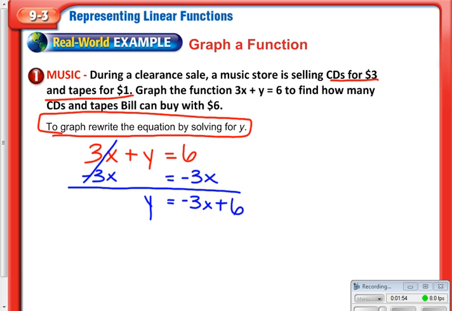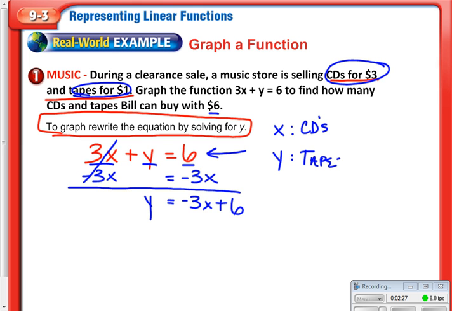Now, also looking at this equation, we know that 6 represents the amount of money he has, right? Well, we have 3x and y. We should also know what x and y represent. X is next to 3. If you look back up in your problem, 3 is talking about the price of CDs. So x is talking about CDs. Y is only $1, so y is talking about tapes. So now we know what our x and y values are talking about.